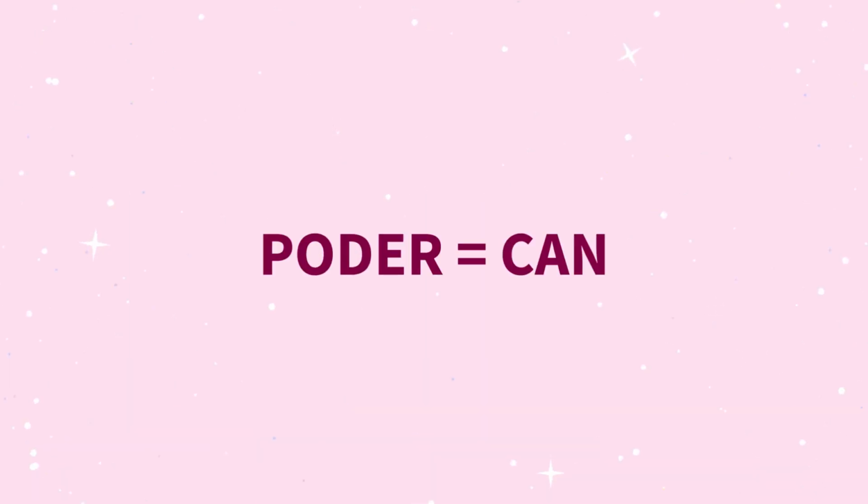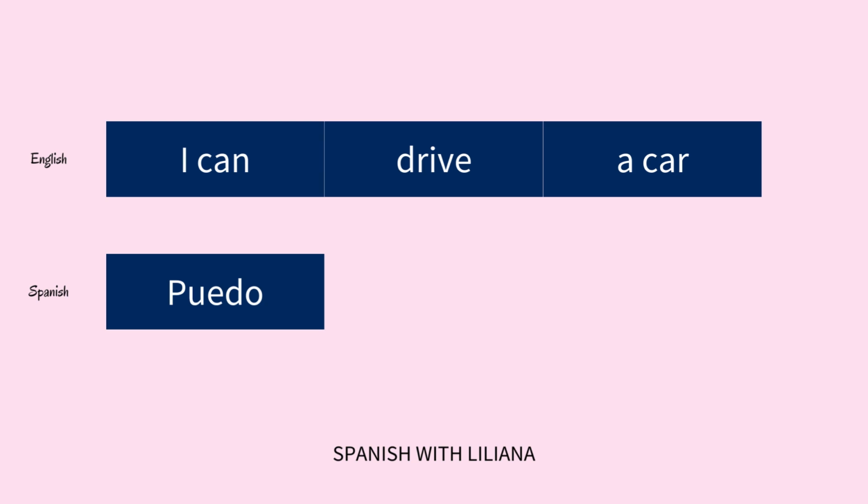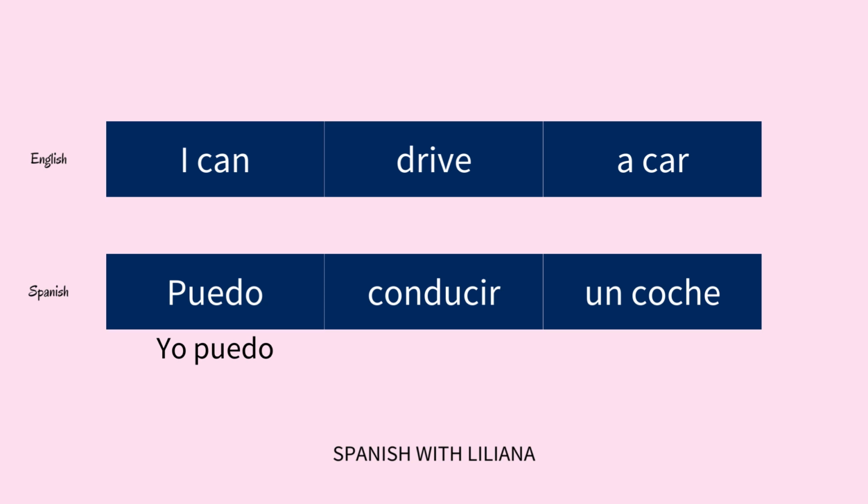Poder means can. The first one is, I can drive a car. How do we say I can in Spanish? Puedo. It's not necessary to use the Spanish pronoun because we're conjugating poder to the first person, but you can use it if you need to. Yo puedo. Drive is conducir. A car, un coche. Puedo conducir un coche.